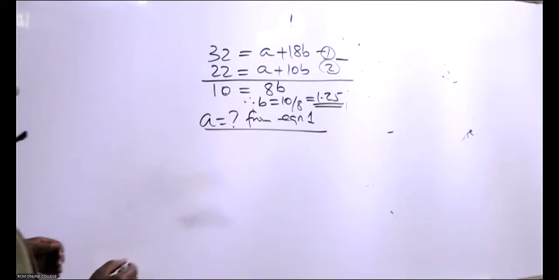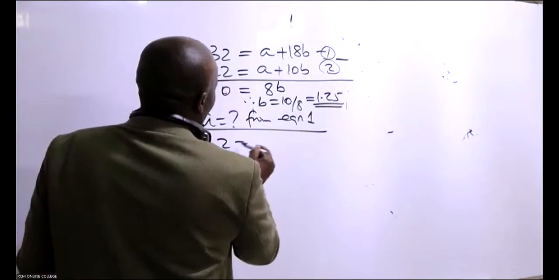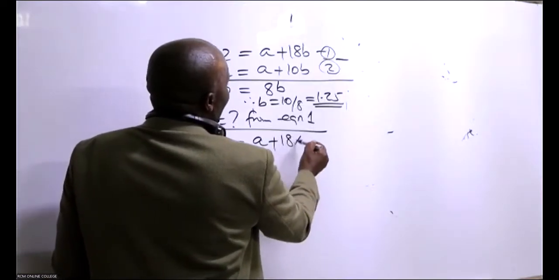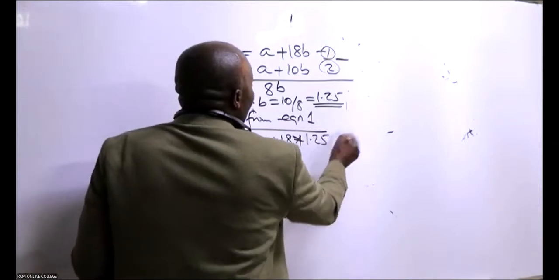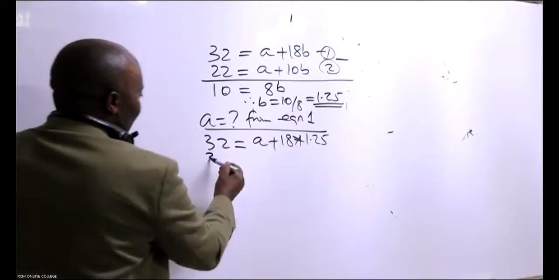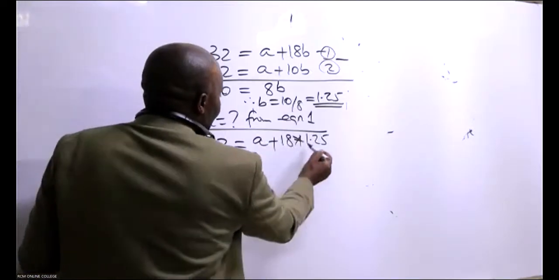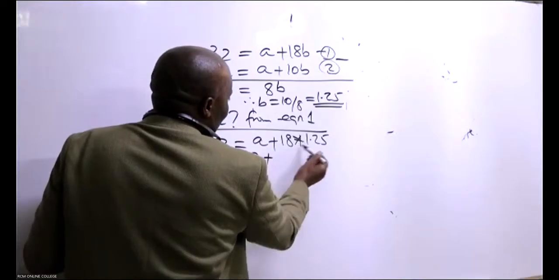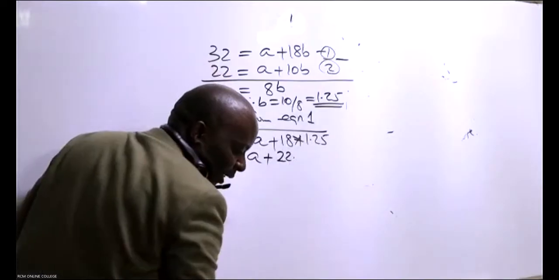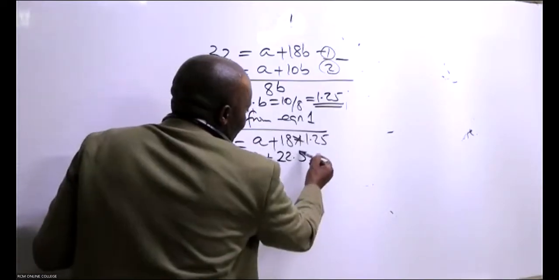Try that out yourselves. So this will be 32 equals a plus 18b, but we know who our b is. We know that our b is 1.25. So then can somebody do the calculation and give me the answer? So this will be 18 times 1.25. Are you able to give me this figure? 22.5. Thank you so much.